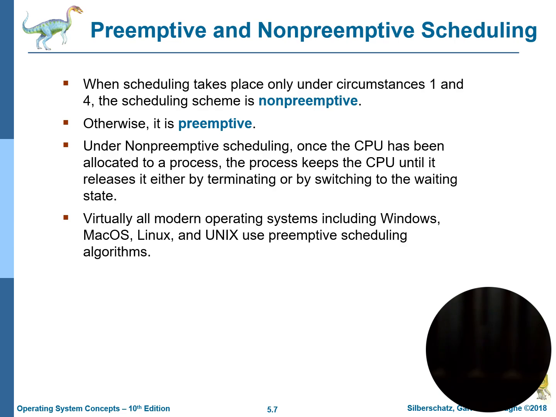Under non-preemptive scheduling, once the CPU has been allocated a process, the process keeps the CPU until it releases it, either by terminating or by switching to the waiting state. Virtually all modern operating systems, including Windows, Mac OS, and Linux, use preemptive scheduling algorithms.